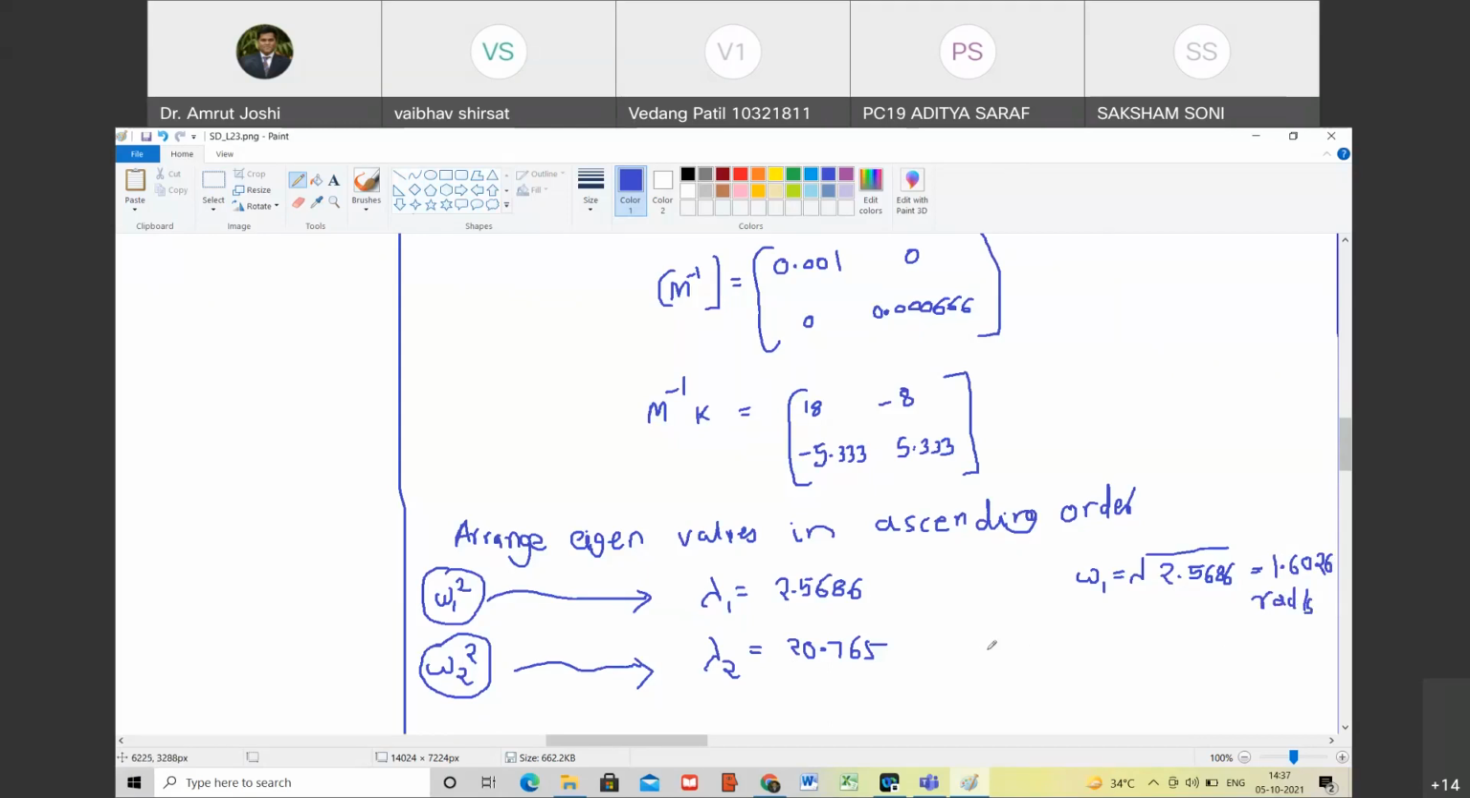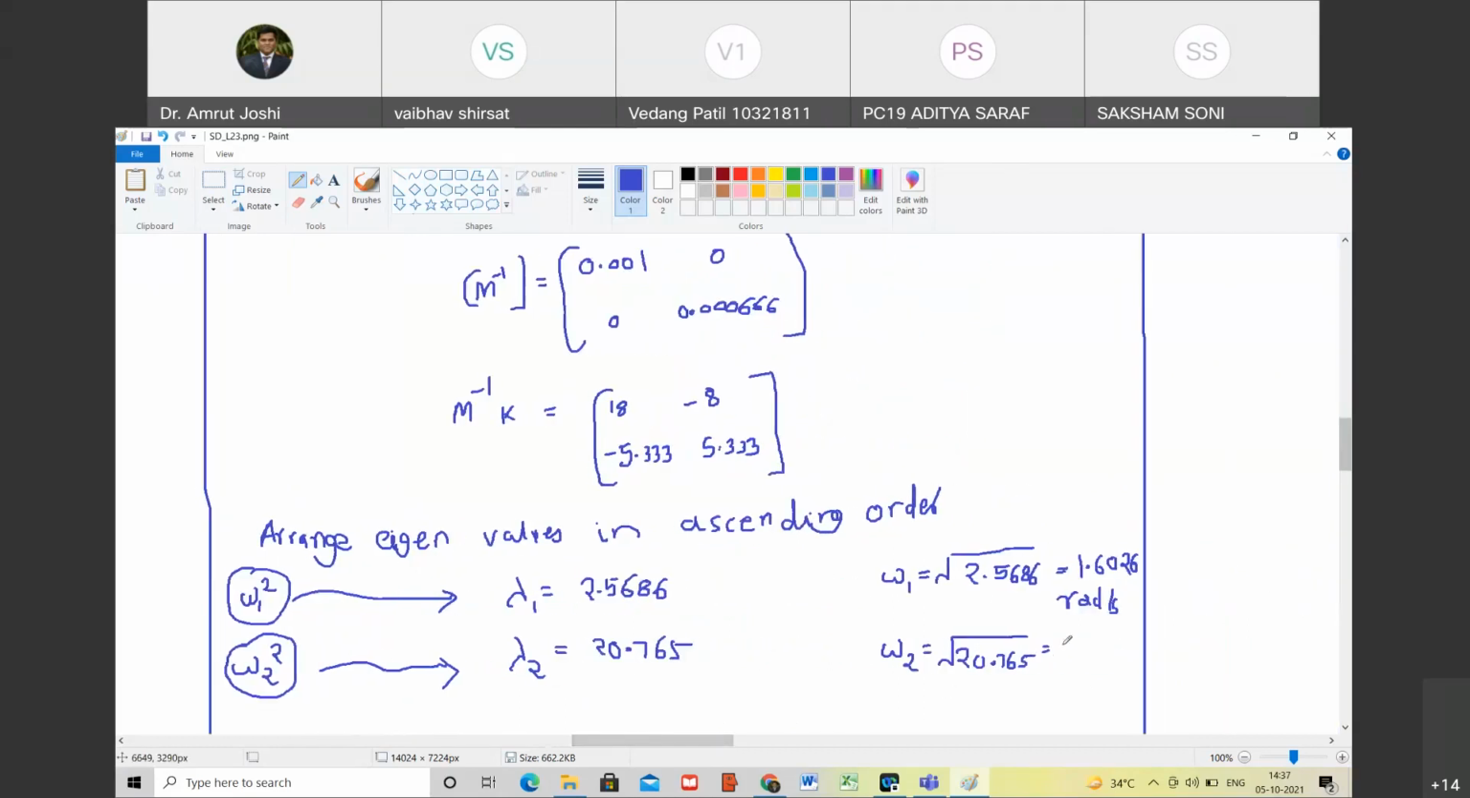Are you with me? Vaibhav, are you with me? Yes, sir. And the square root of 20.765, tell me how much is that? 4.5568. This is also in radian per second.